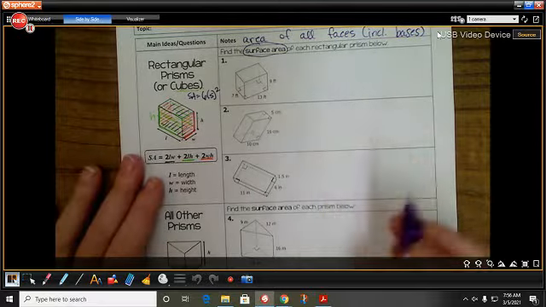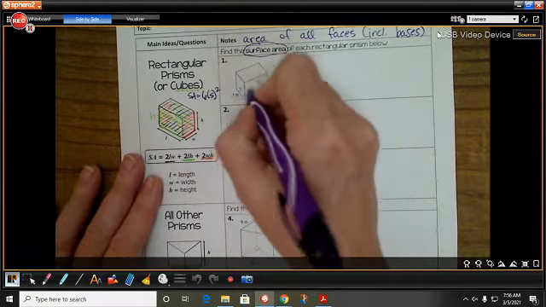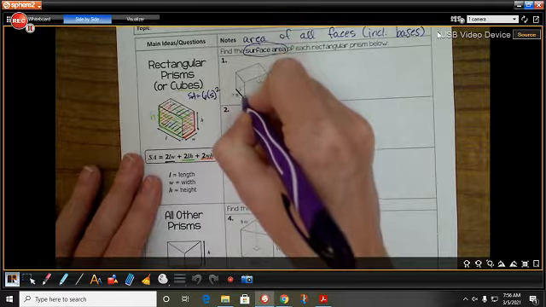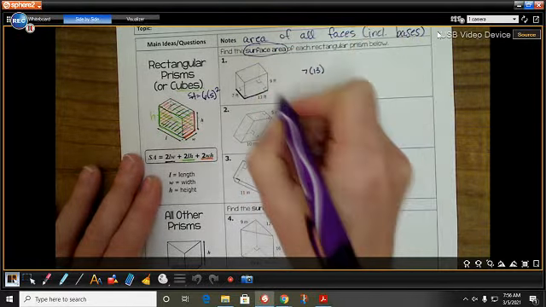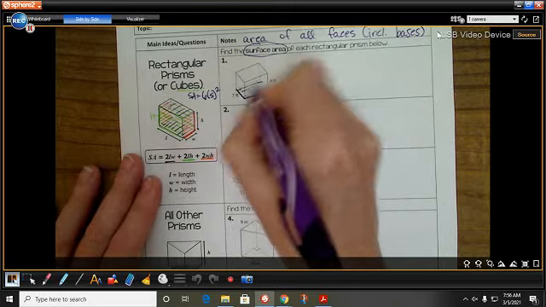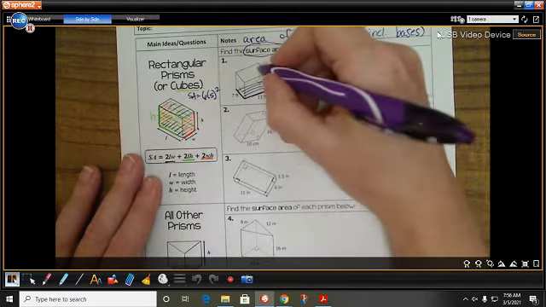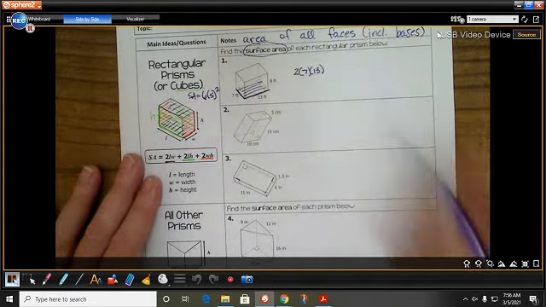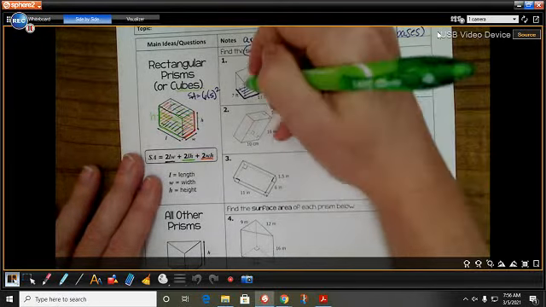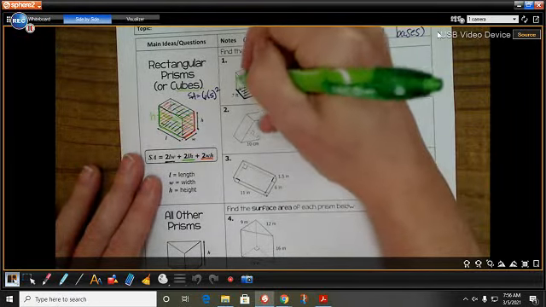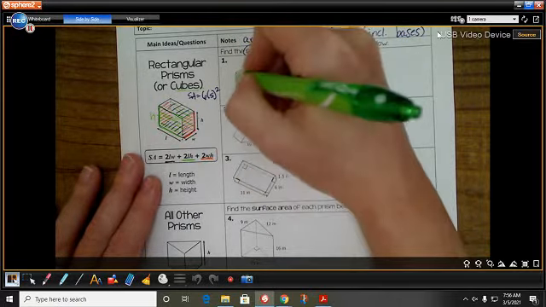So to find the surface area of this rectangular prism, I think I'll start on the bottom first. So this one has 7 times 13 to give me the area of this bottom rectangle. But I know there will be 2 of them because that's a base. There will be a top and a bottom. So I know there's 2 of those. Then I'm going to find the area of this left face. It is 7 along the bottom. Ooh, how tall is it?